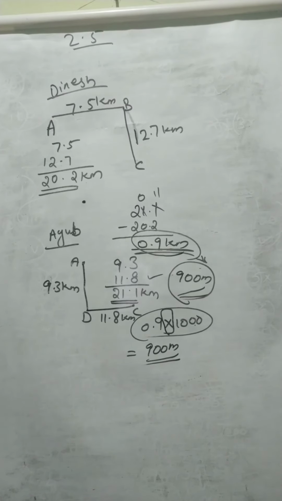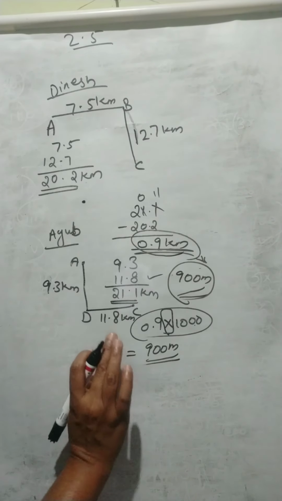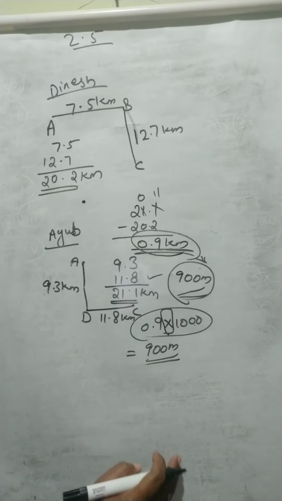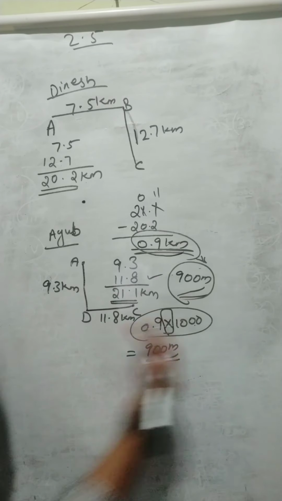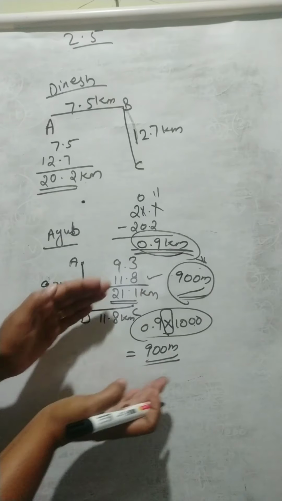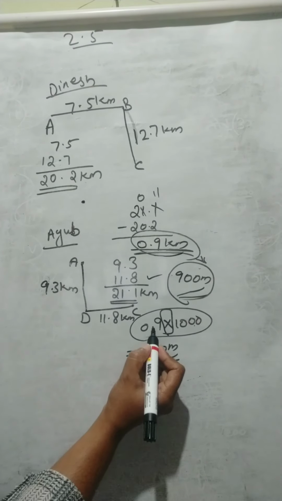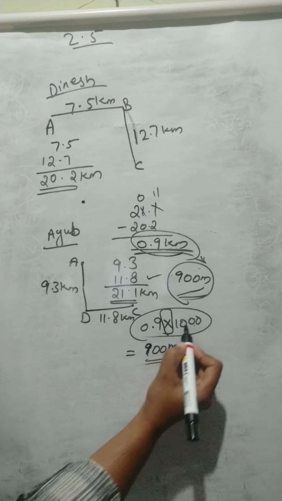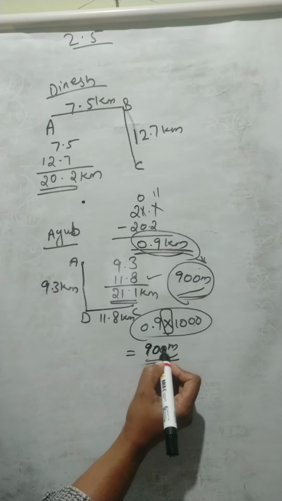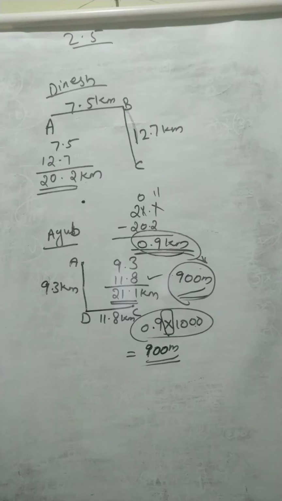So 900. While dividing we have to push after the decimal, but for multiplying we have to keep the numbers before the decimal. Then here 9 we have to keep, but here 3 zeros are there, so we have to keep 2 more zeros.